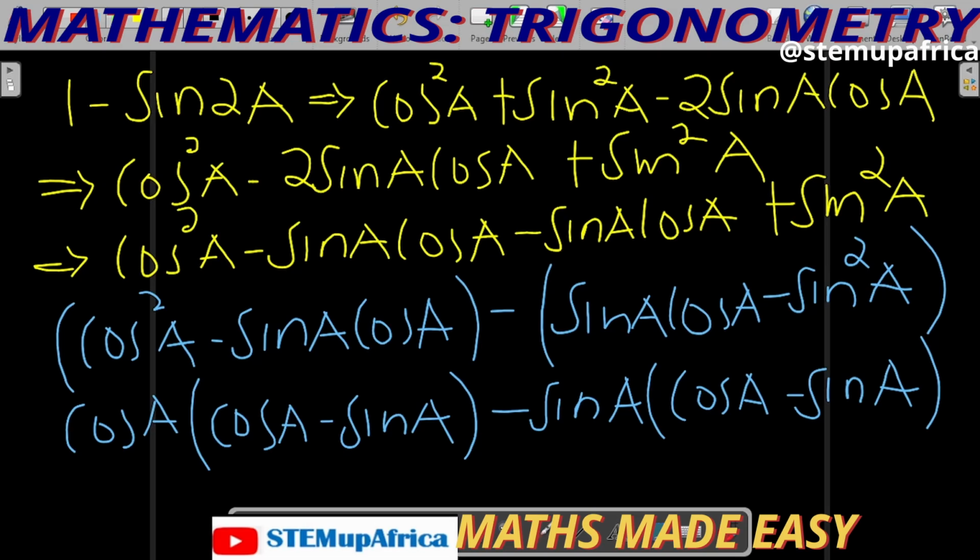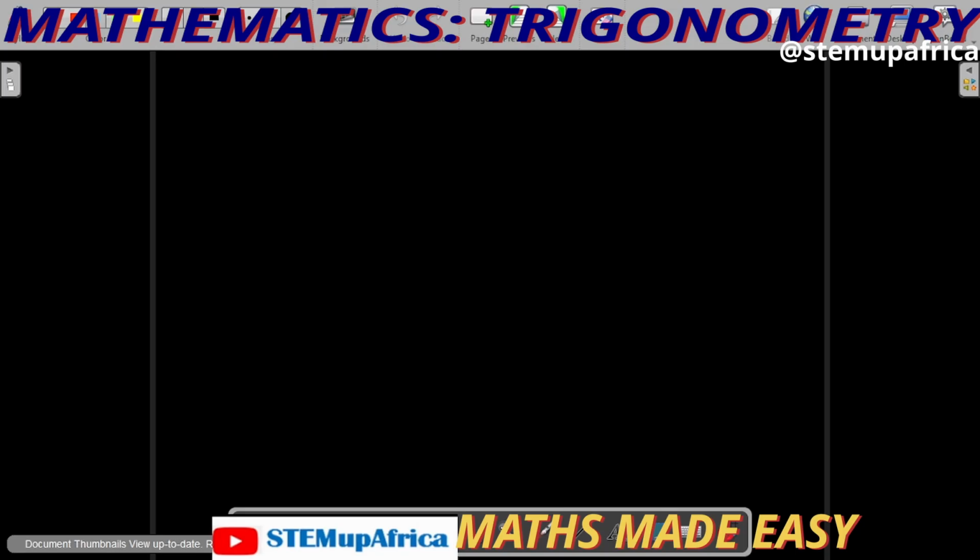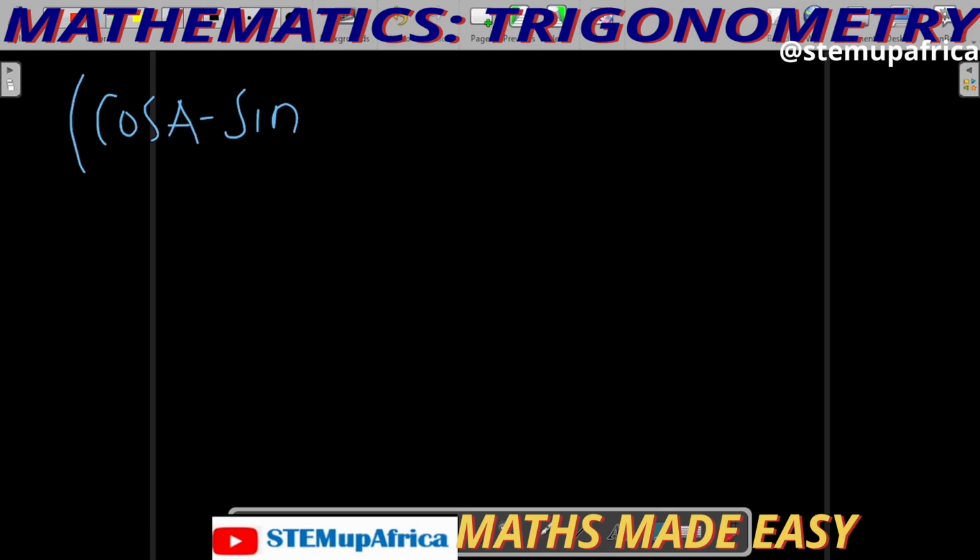Like I said previously, anytime you factorize, the two brackets must be the same. So let's take two brackets as one and also take those outside. Which is outside? Cos A minus sine A. So I'm going to have the bracket now, cos A minus sine A, and those brackets outside, cos A minus sine A.